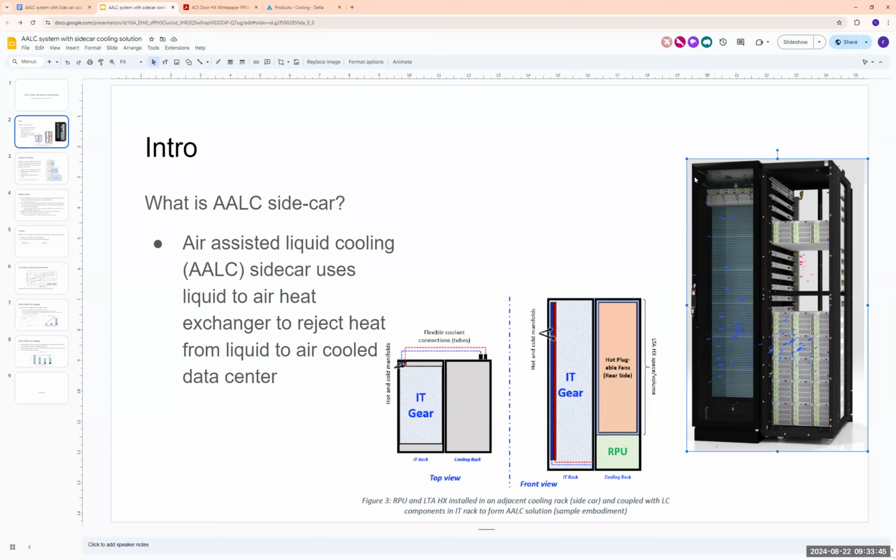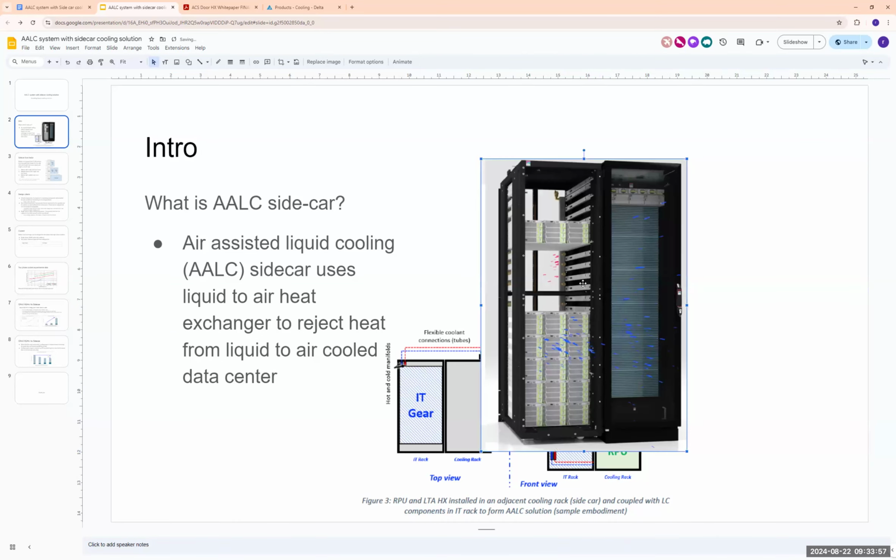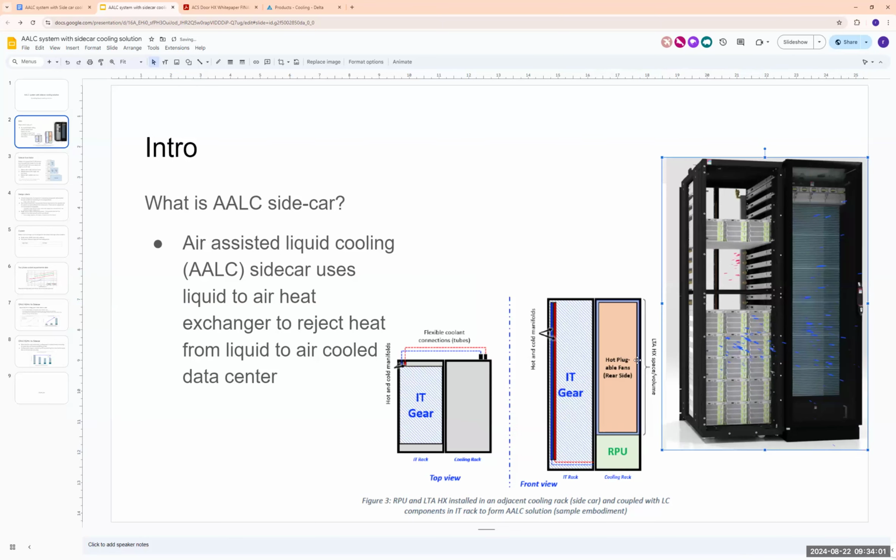In your diagram, you can just flip the position of the IT gear and the RPU so it matches the picture. You can move it and make it symmetrical, I think. The photo you can copy and make. That way will work better. Okay, I think this is good.